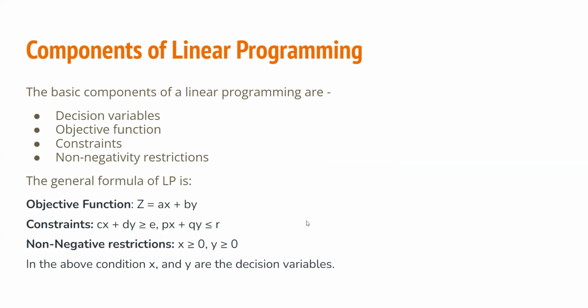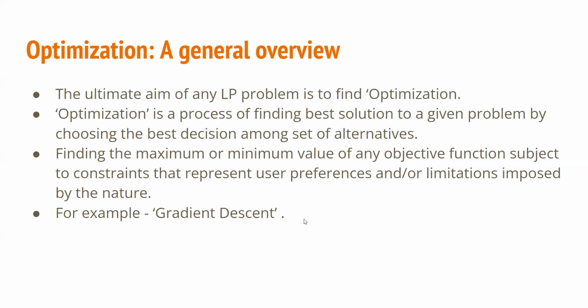Next are non-negativity restrictions, or non-negativity constraints. These are nothing but main characteristics of linear programming. You have to assume that the decision variables will always be non-negative. Even if it is not given within the problem statement explicitly, you have to assume it. So yeah, these are all about the components of linear programming.